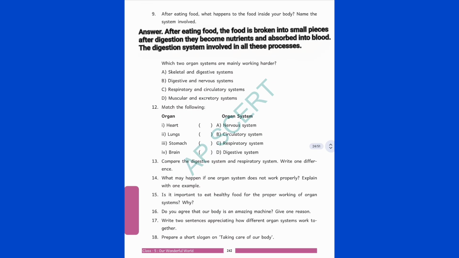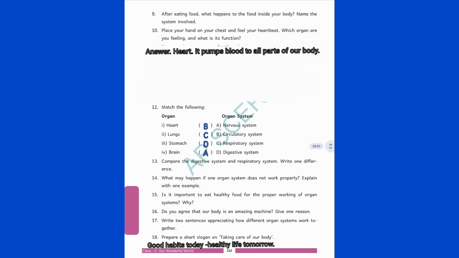9. After eating food, what happens to the food inside your body? Name the system involved. Answer: after eating food, the food is broken into small pieces. After digestion, they become nutrients and are absorbed into blood. The digestive system is involved in all these processes. 10. Place your hand on your chest and feel your heartbeat. Which organ are you feeling? And what is its function? Answer: heart. It pumps blood to all parts of our body.